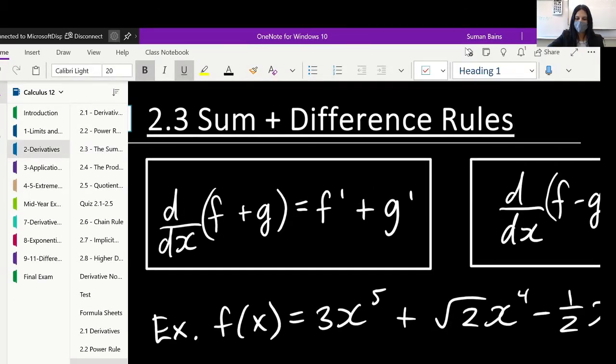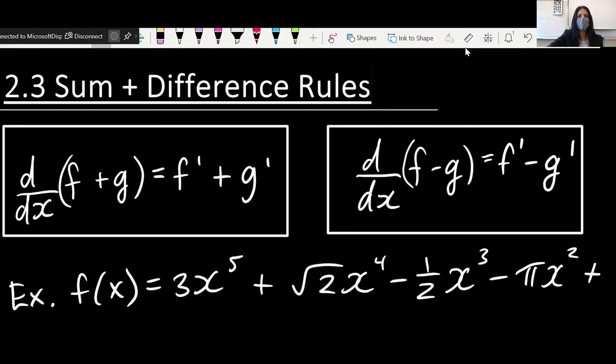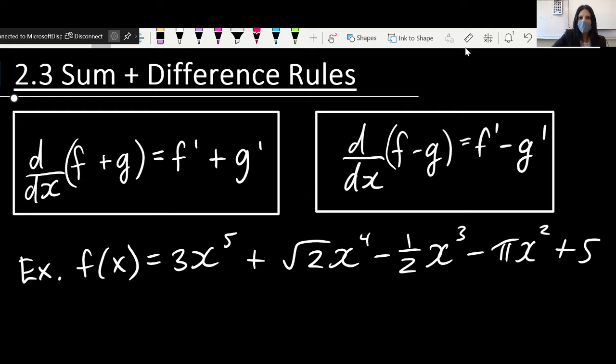We are doing 2.3, sum and difference rules. And let's maybe talk a little bit about this. If you take a look at this one over here on the left, remember this notation, the derivative with respect to x, that's all that it's saying. And so it's saying d dx of some function f plus g. If we want to take the derivative of that, we can actually take the derivative of each separate function. That's all that that's saying.